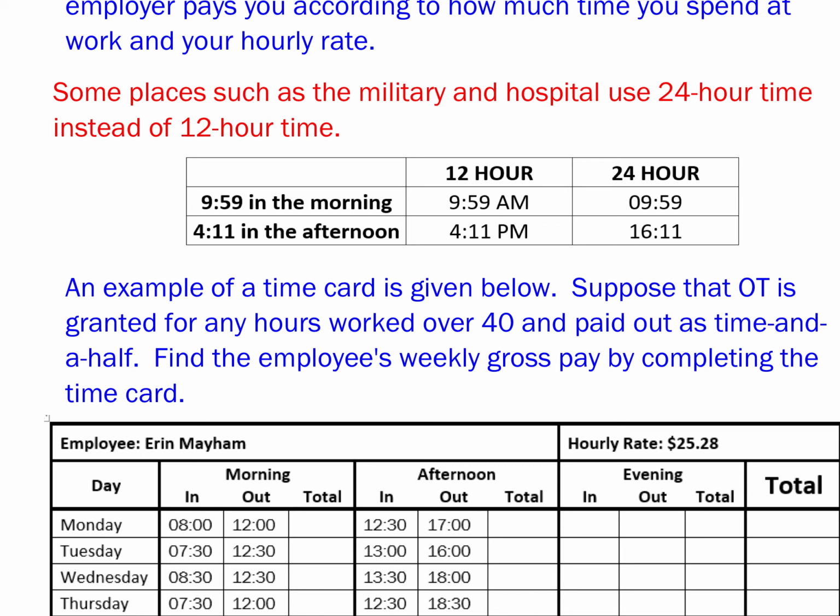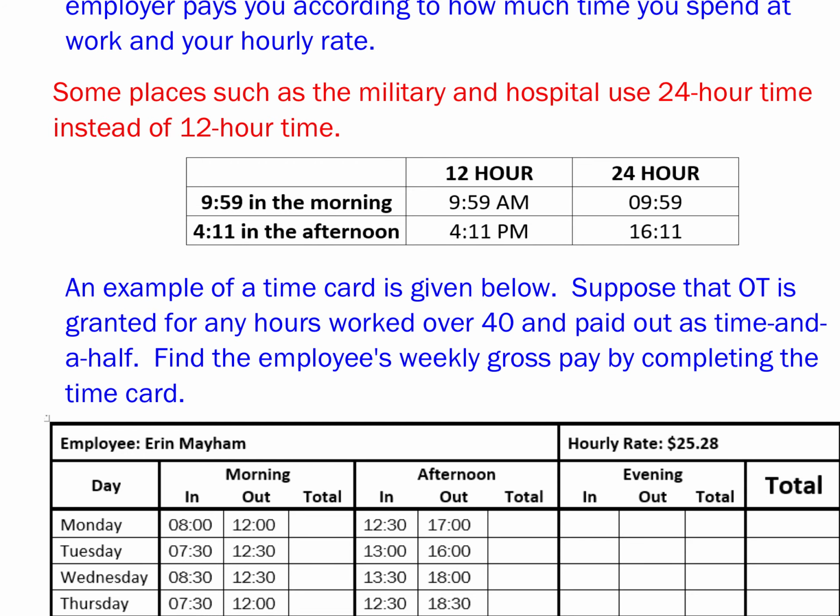Now, truthfully, it's probably both of them. But the reality is unless I say a.m. or p.m., you don't know what time I'm talking about. So the military time tells you whether it's a.m. or p.m. based on the numbers involved.